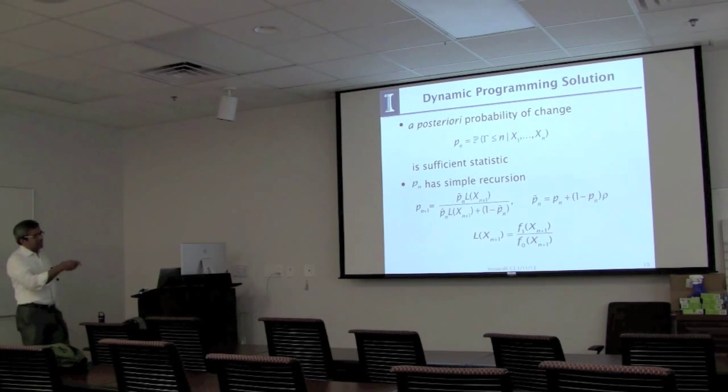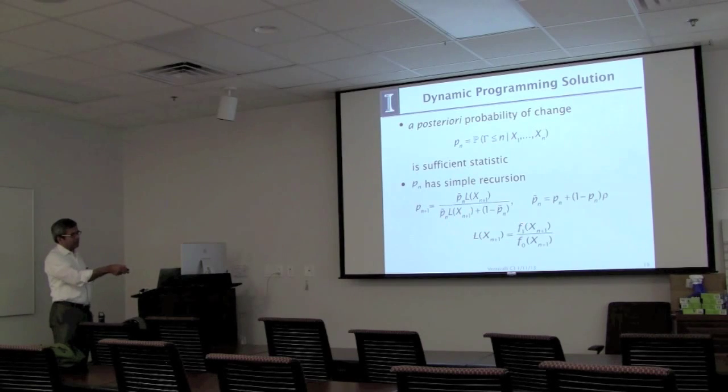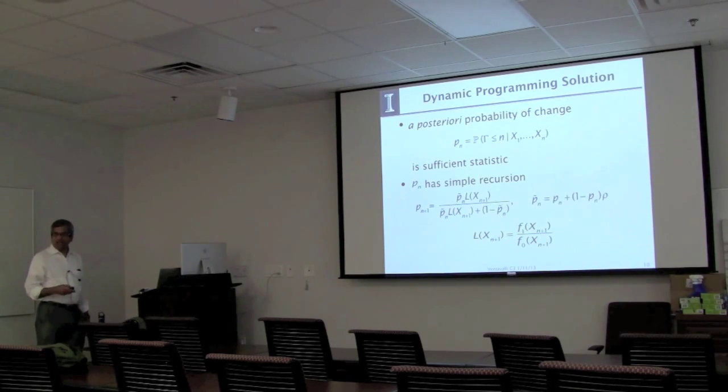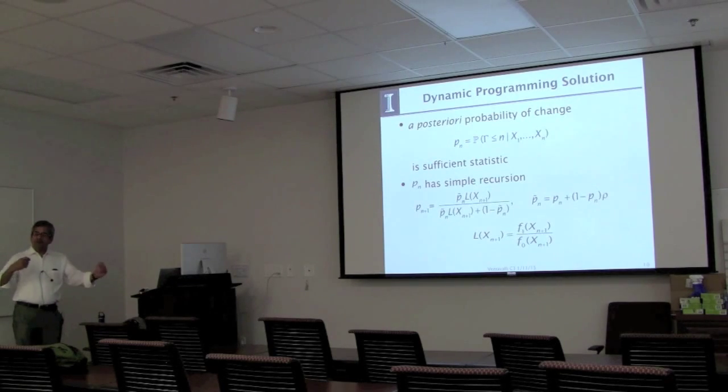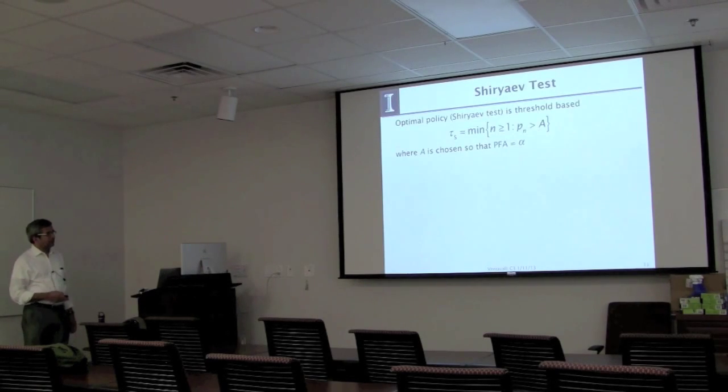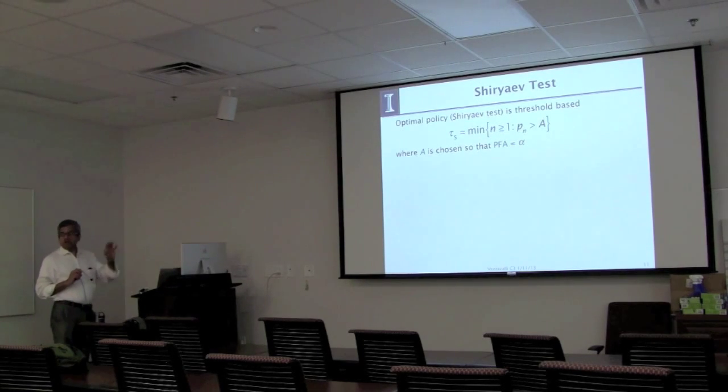And you can see that actually that has a simple recursion. This posterior probability has this recursion, and this quantity here. Now you see that this recursion has this likelihood ratio sitting in it, right? So again, since you're trying to distinguish between two distributions, the likelihood ratio between them should play a role, and it does. And so you wait. The first time it crosses some large value A, you say the change has happened, and you choose the threshold A to meet your false alarm constraint. If you do that, then this test is actually optimal for that constrained optimization problem.